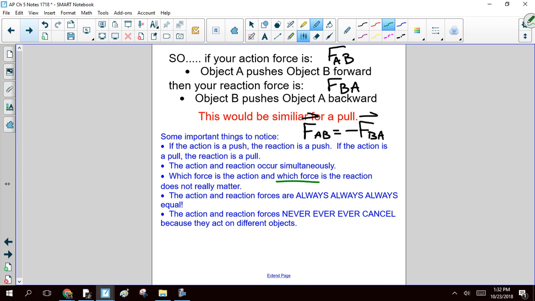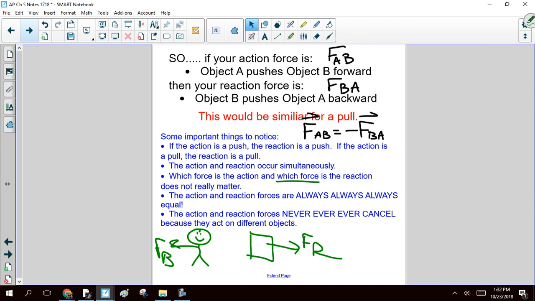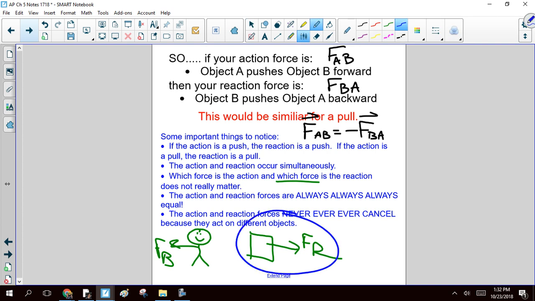Remember that they're always equal, the action and reaction forces, and remember that they never cancel, right? So in the drawing I had before, we had our box with the force of Roy, right? The reaction would be the force of the box pushing Roy. Those forces don't cancel because the force of Roy acts on the box, and the force of the box acts on Roy. Those forces can't cancel because they act on different objects. Okay, so that is a quick, couple minute review.